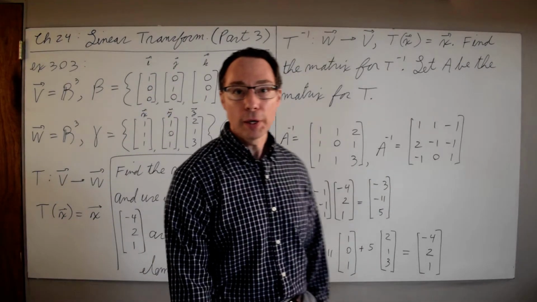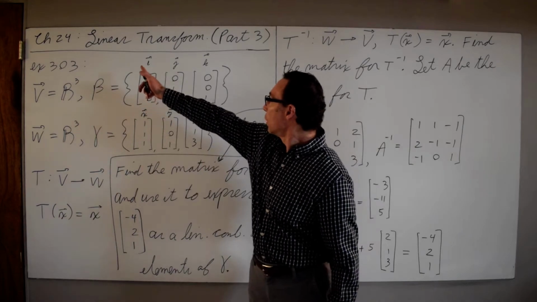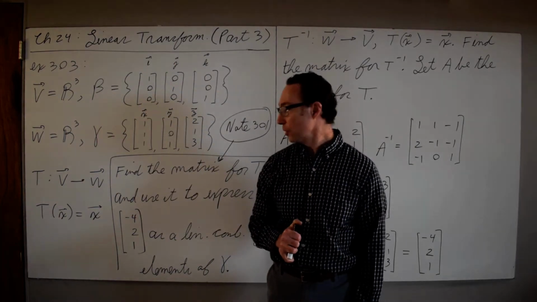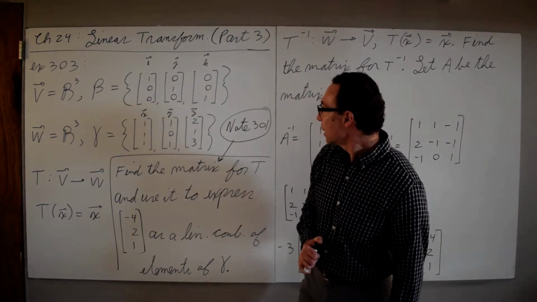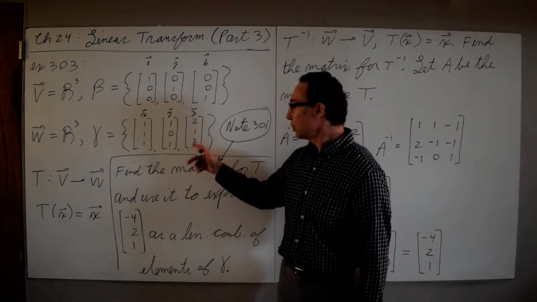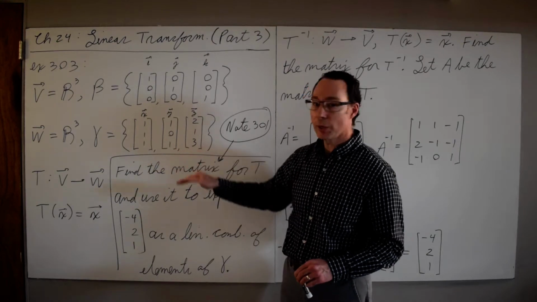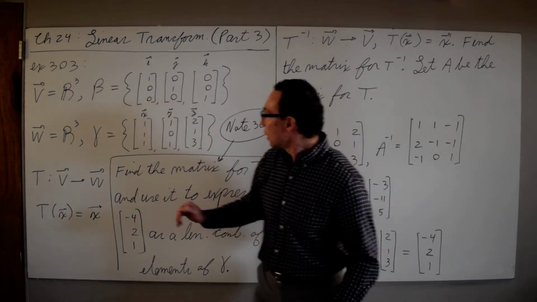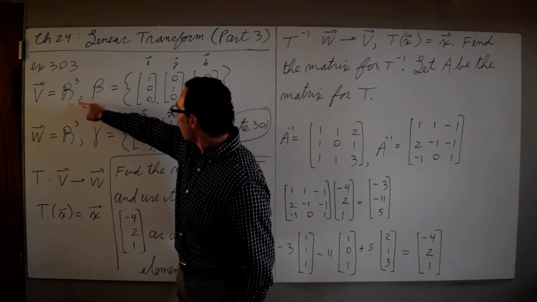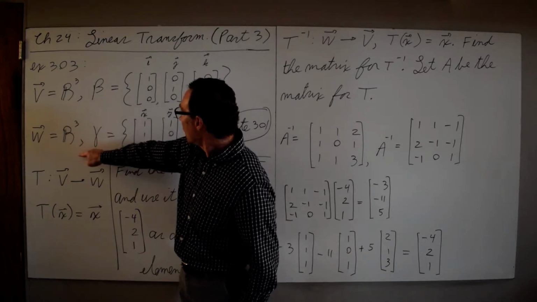This is the third video on Chapter 24, Linear Transformations. And here we're going to take an example, and the function itself is very simple, but we're going to do some sort of complex things with it. So our two vector spaces that we're looking at are both R3.